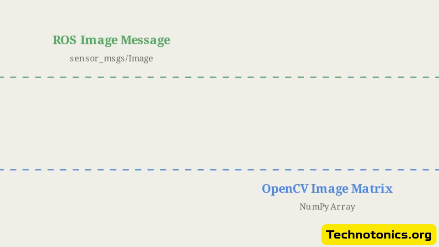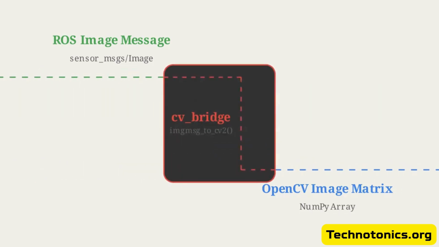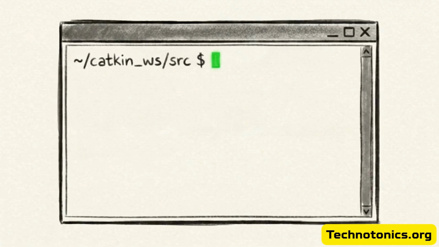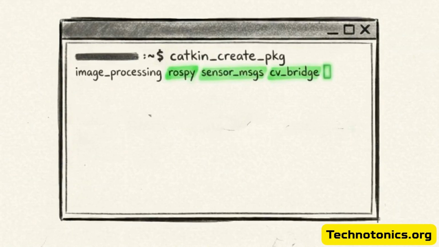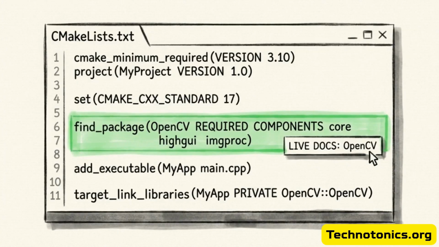As you can see in this diagram, ROS image messages and OpenCV images use different data formats. To fix this, we install the ROS Noetic CV Bridge package, which acts as the translation block between the two streams. Moving to the terminal view, we navigate to the source directory of our Catkin workspace. From here, we execute the catkin_create_pkg command, adding rospy, sensor_msgs, and our newly installed cv_bridge as dependencies. Next, we open the CMakeLists.txt file.